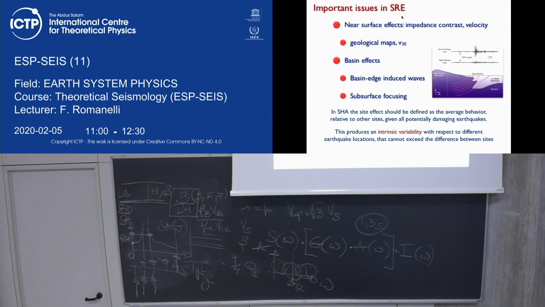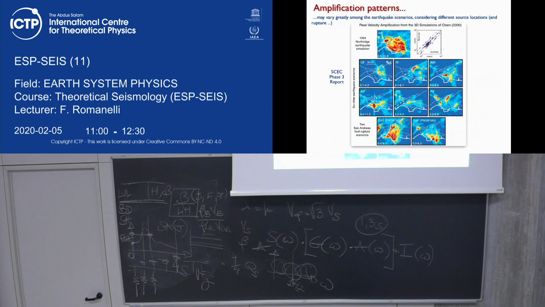And in some way, you should try to take into account the personal behavior of one site with respect to the others, given the earthquakes. This is the message to take home. And the other one was that, please do remember that source and site effects can combine together, especially if you are in a region like this.